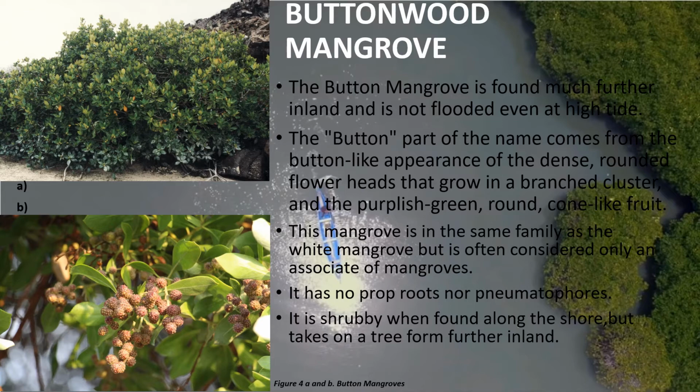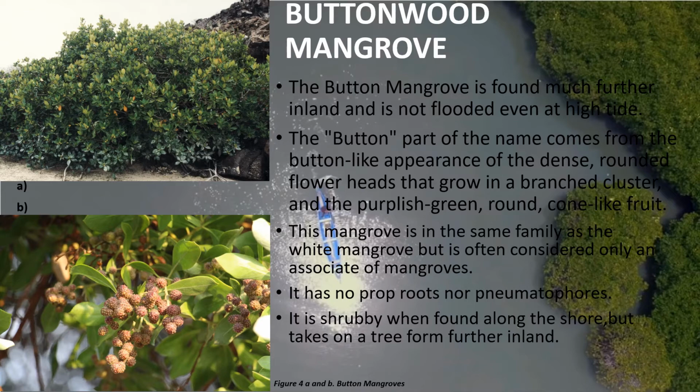The button part of the name comes from the button-like appearance of the dense, rounded flower head that grow in a branched cluster with a purplish green, round cone-like fruit. Here again, we see that the button mangrove and the white mangrove have some similarities as they produce fruits.